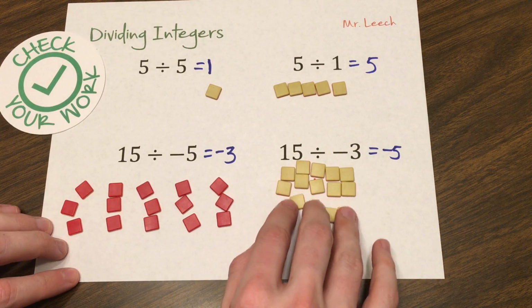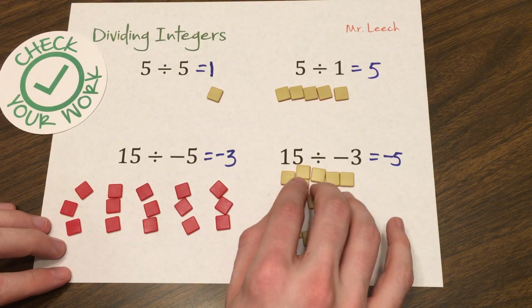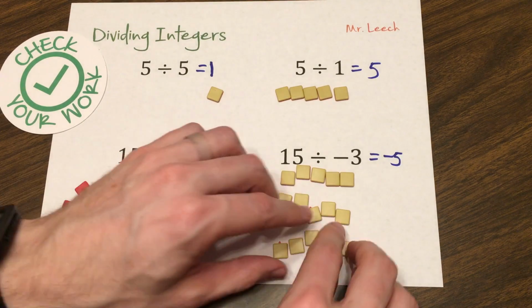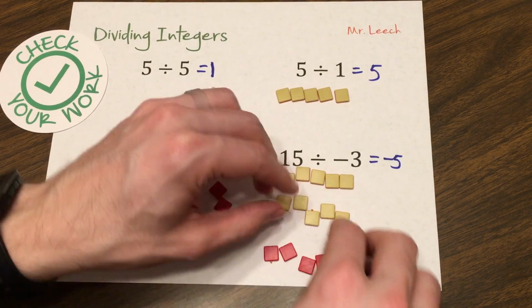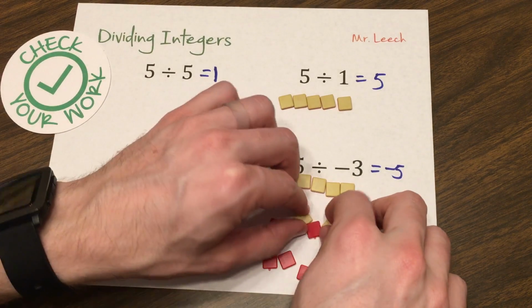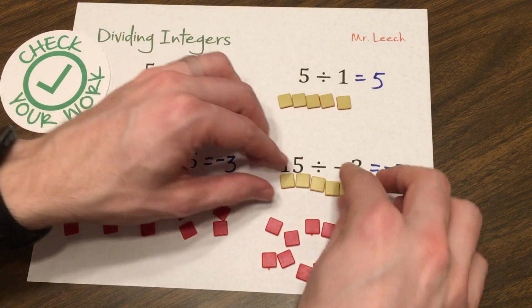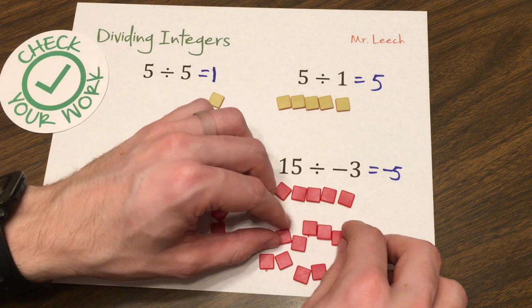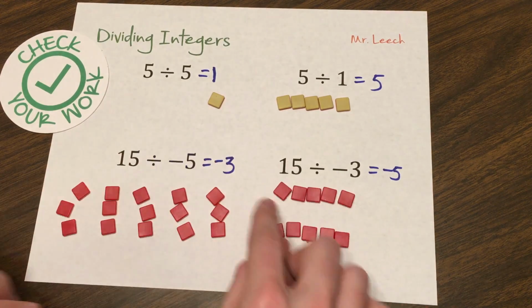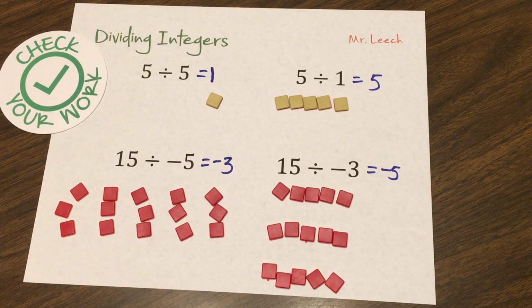Here I have 15 divided by -3, so I can split them into their own groups this way, but like I said, it's a -3, so it's going to be negated, so they all flip over. So in one of these groups, I'm left with just -5.